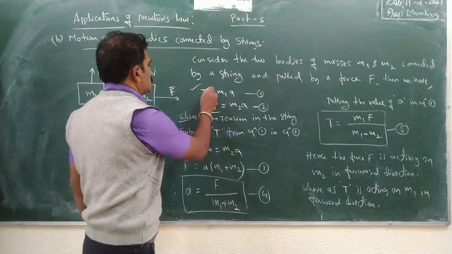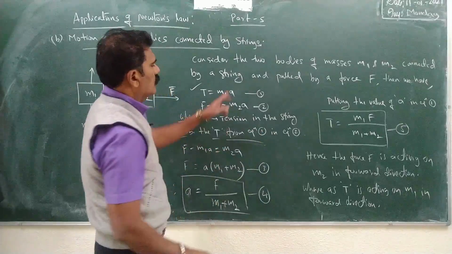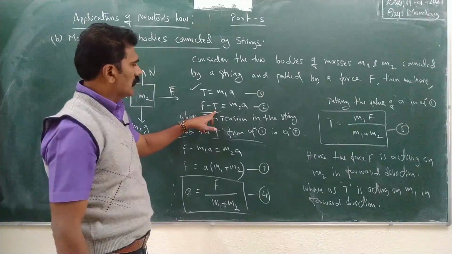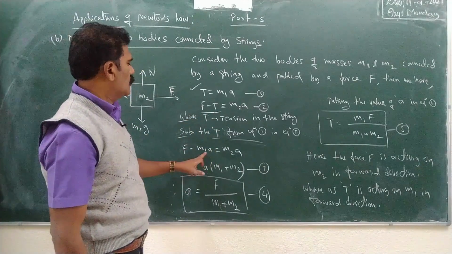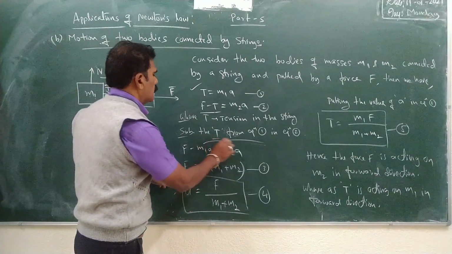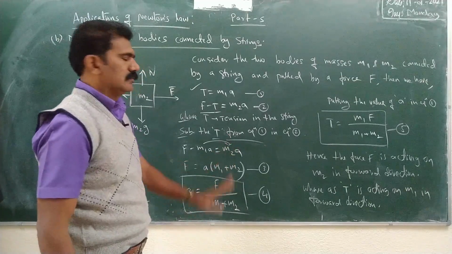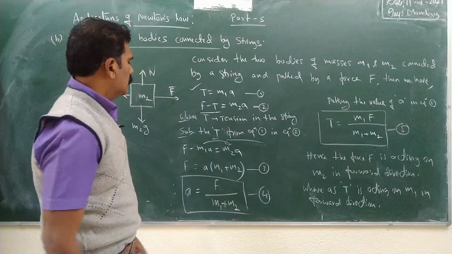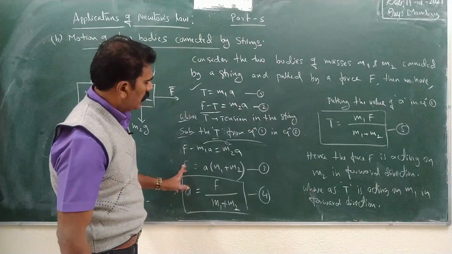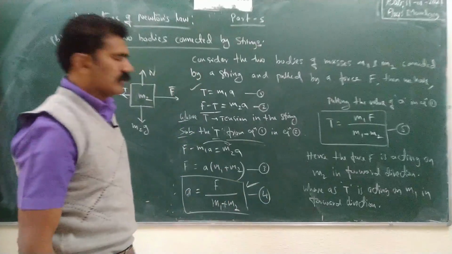In the above equations, T is the tension. Substituting the tension from equation 1 in equation 2, T is equal to m1A, so you can substitute here: F minus m1A is equal to m2A. Simplify the equation for F. Take m1A to the right hand side and take A common, then you will get F equals A into m1 plus m2, equation 3. Simplifying again for A by cross multiplication, A is equal to F divided by m1 plus m2. So the acceleration equation is given by equation 4.